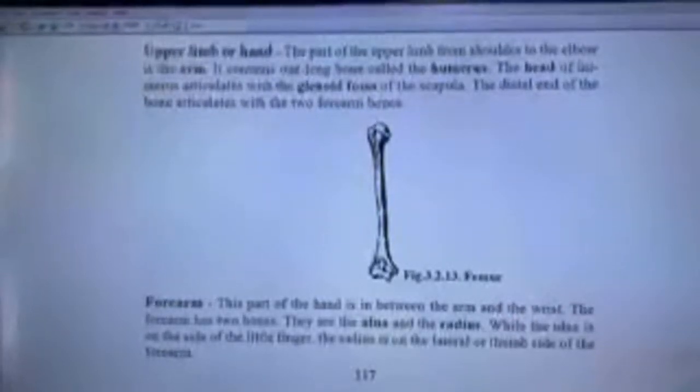Upper limb or hand. The part of the upper limb from the shoulder to the elbow is the arm. It contains one long bone called the humerus. The head of the humerus articulates with the glenoid fossa of the scapula. The distal end of the bone articulates with the two forearm bones.